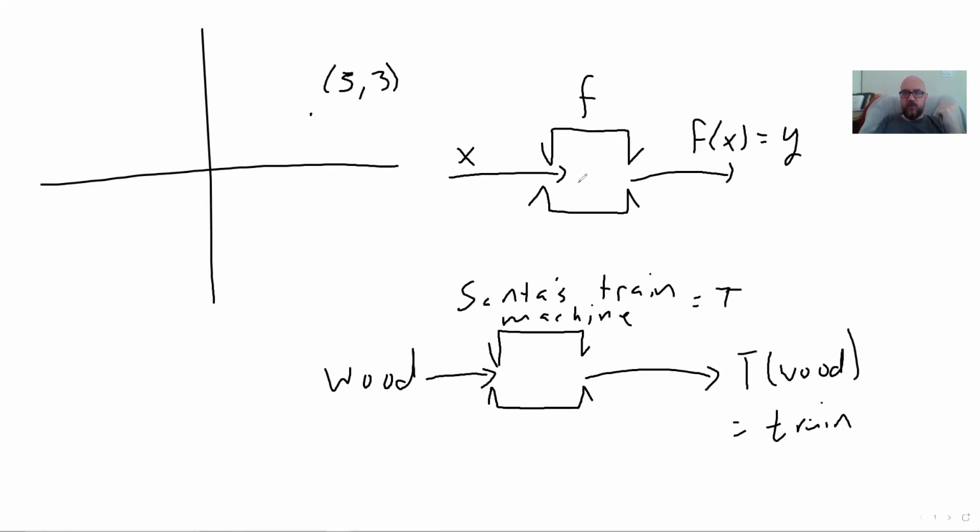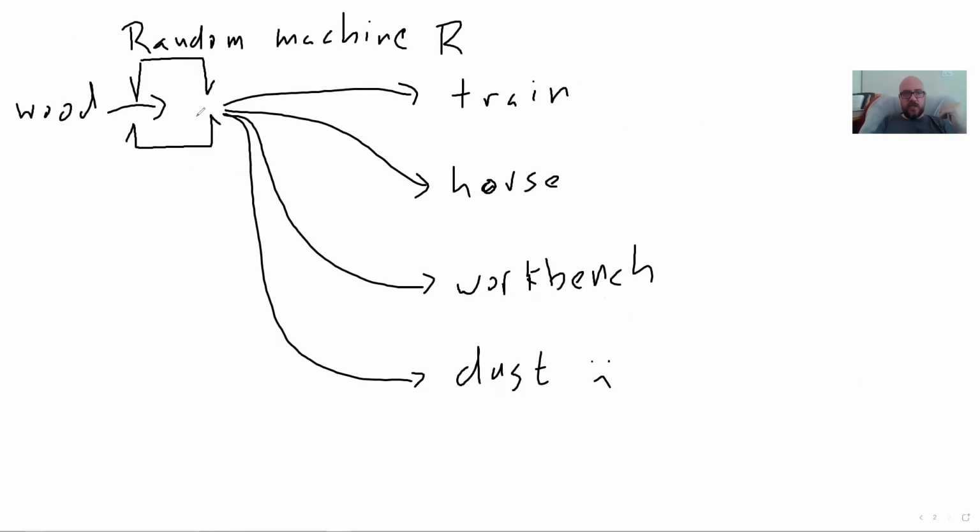Functions are a very simple, straightforward machine that take in something and put out the same thing every time it takes in that one thing. So this machine takes in wood, puts out trains, that's it. This machine takes in wood and puts out a variety of stuff. You don't really know what you're getting. It's random. So this one's a relation.